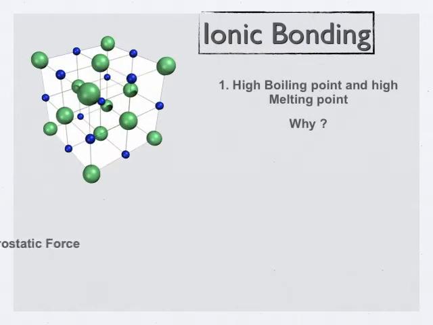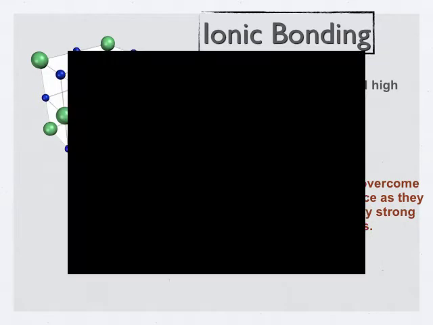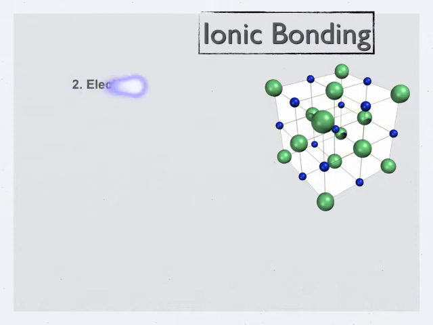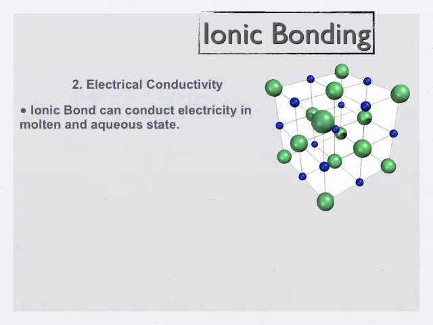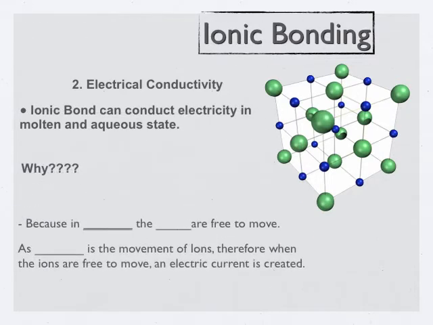So why do they have high boiling point, melting point? Because they are connected together by strong electrostatic force. So a lot of energy is required to break the bonds. Okay. Coming up, they can conduct electricity, but only in molten and aqueous state. So why is that so? Okay, because in these two states, the ions are free to move.